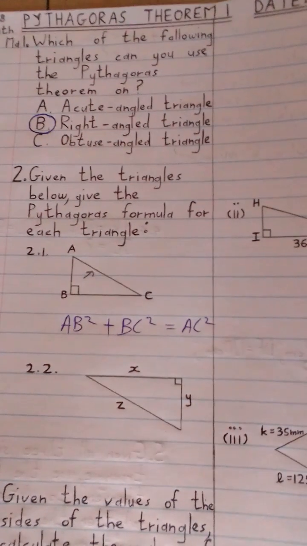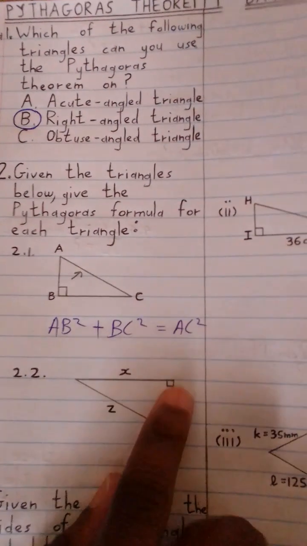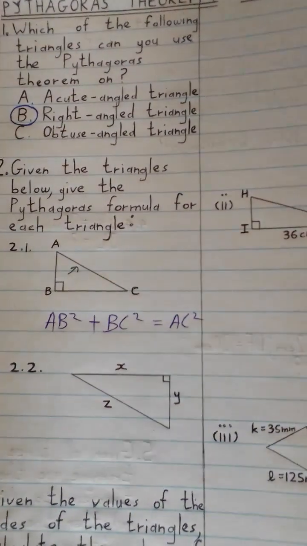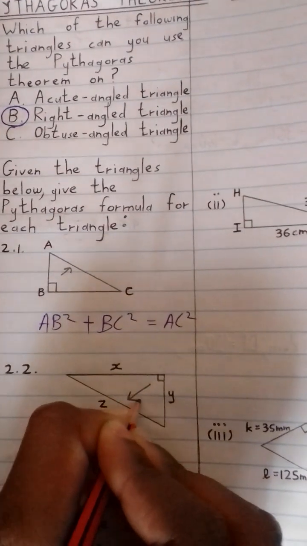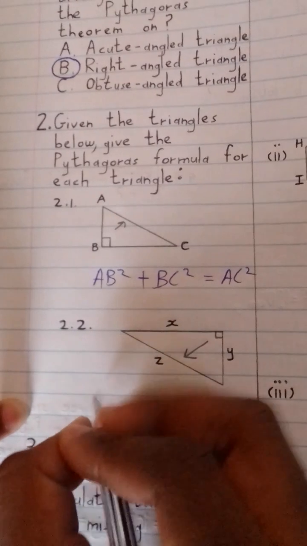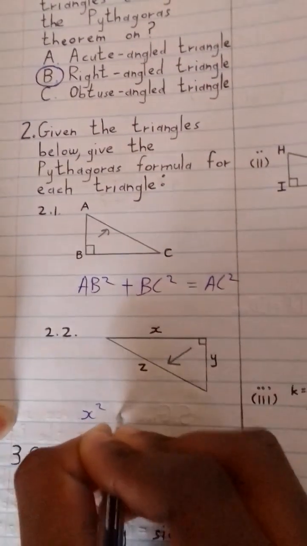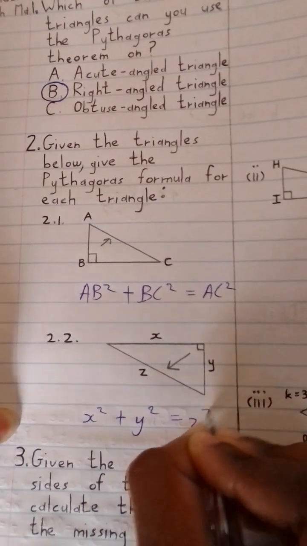2.2 we have a triangle. You have X, that's the horizontal side, Y is the vertical side, and then Z. So what's the hypotenuse? Hypotenuse is Z, right? So it's going to be shortest sides first, so X squared plus Y squared is equal to Z squared.